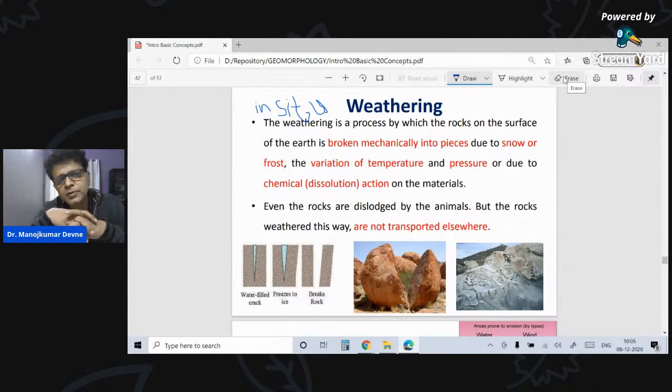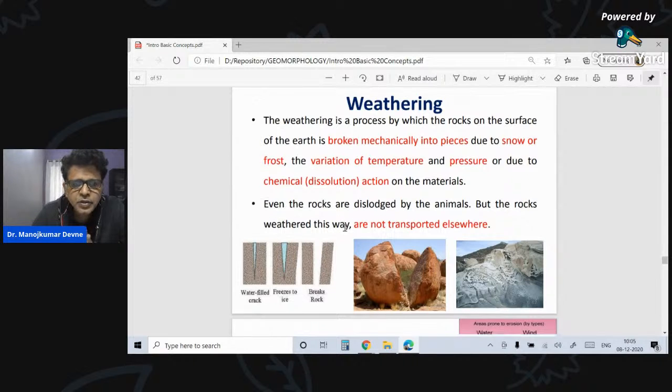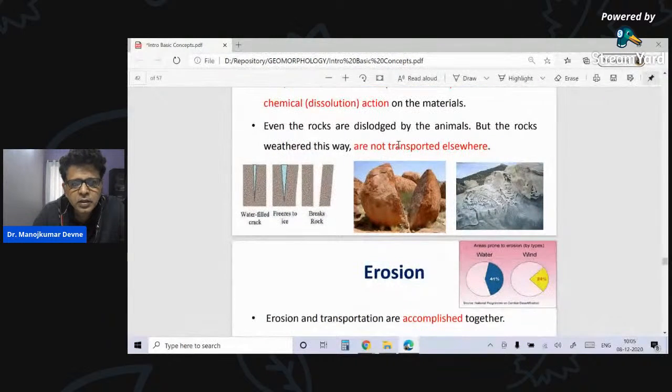And this happens due to various processes. Let's rub this off. Okay, fine. So this is disintegration and decomposition. We'll go into the details later. Here, material is not transported elsewhere, which is the important takeaway from the slide on weathering.